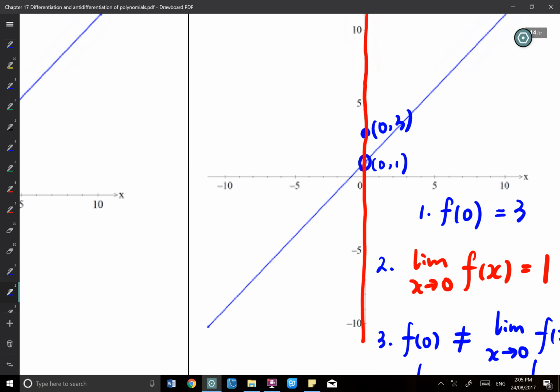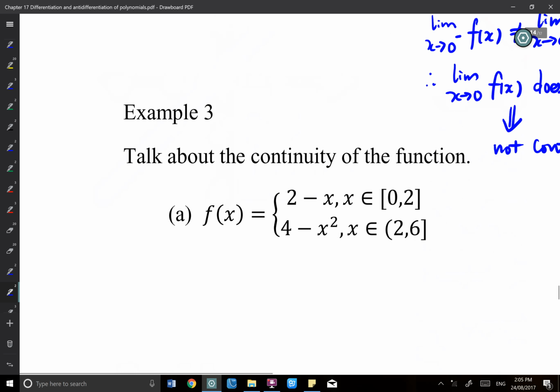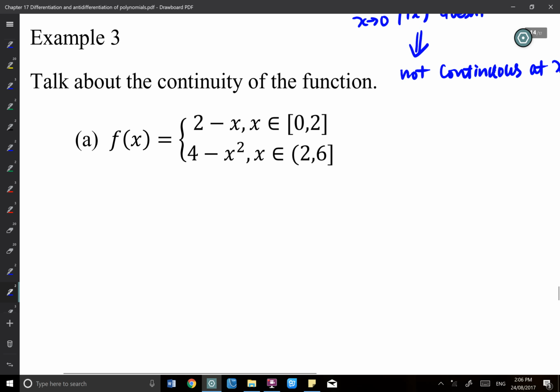But we still need to remember the theory. It can be particularly asked, prove that it is continuous. To talk about the continuity for the function below, I just have two functions here. Have a think about this question.